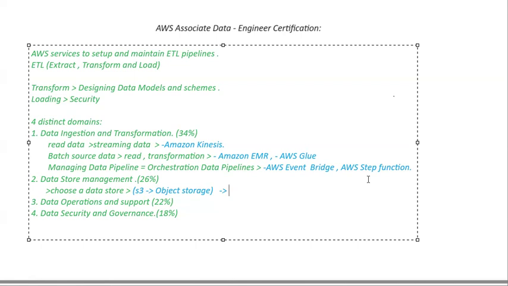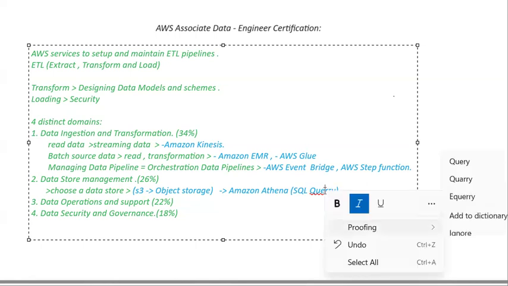Let's say your data is stored in S3, and you want to process your data, to query your data using a SQL query, requesting a query on the data present in S3. Then you can use a service called Amazon Athena. It is a service with which you can query the data present in Amazon S3.